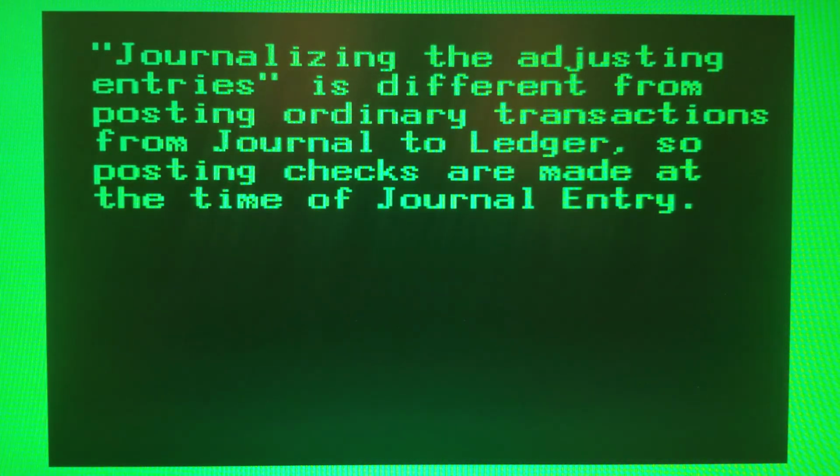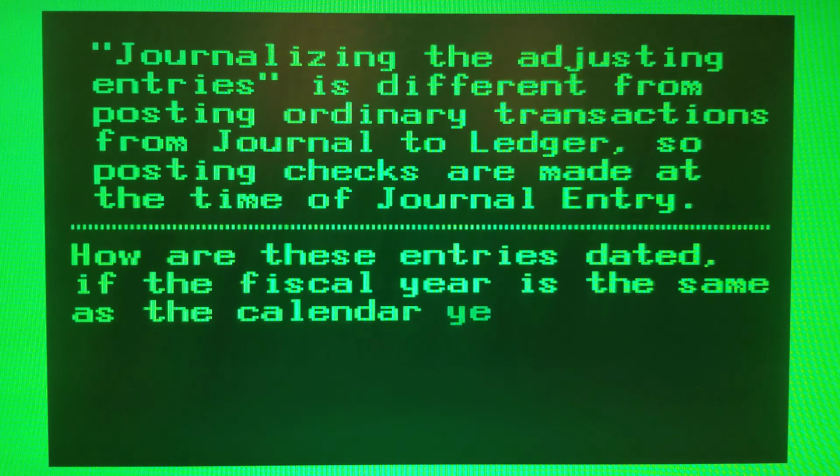This is called journalizing the adjusting entries. This is, of course, different from the usual procedure of posting ordinary transactions from the journal to the ledger, so the posting checks are made at the time of journal entry. These entries and the other year-end closing accounting work are made days or weeks after the year-end.